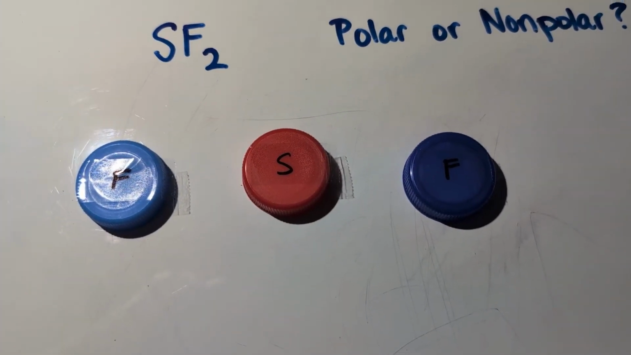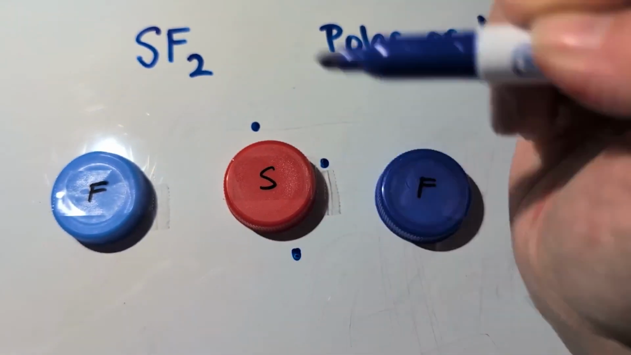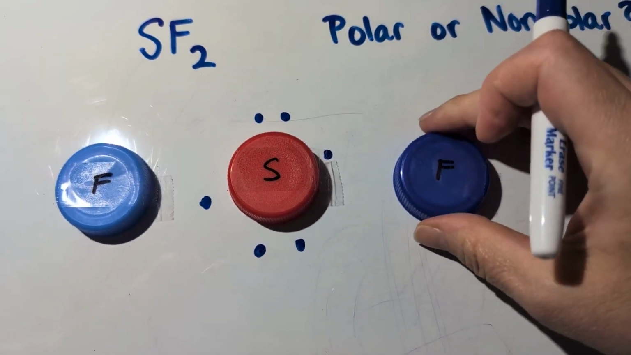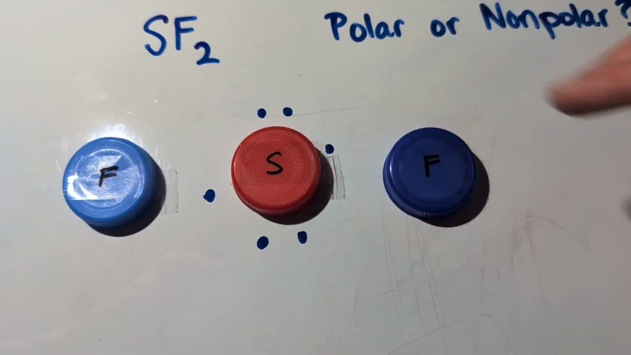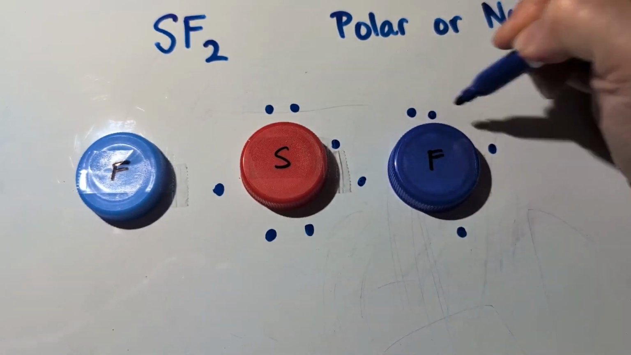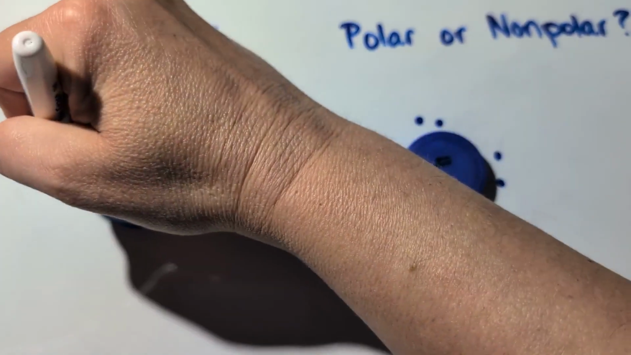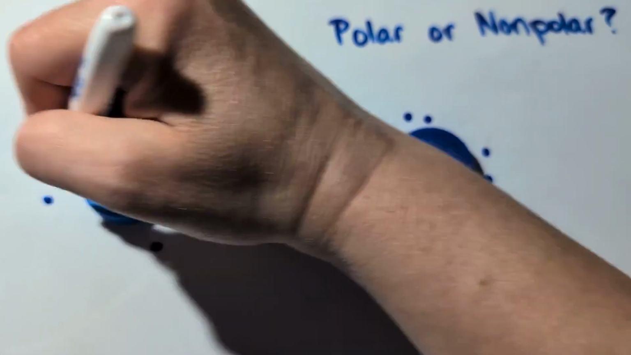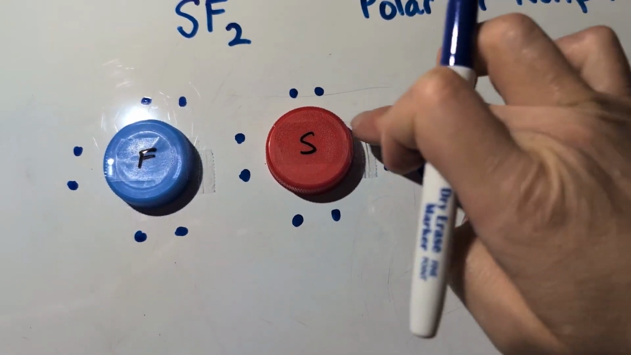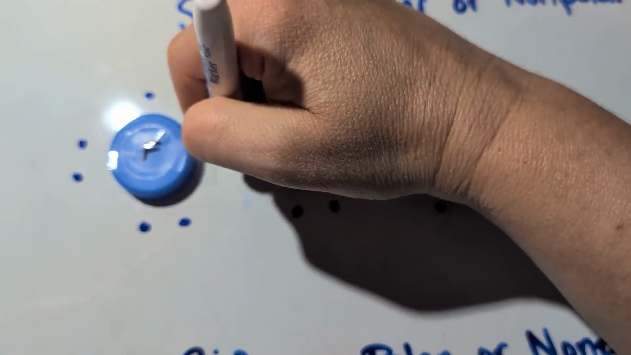So S is in the 6th column, so it has 6 around it. 1, 2, 3, 4, 5, 6. And then F is in the 7th column, so it's going to have 7 around it. 1, 2, 3, 4, 5, 6, 7. And then same for this one. 1, 2, 3, 4, 5, 6, 7. Notice that I strategically laid these out already so that you could see that these two pair up. I should have used different colors to make this easier to see. And these two pair up.